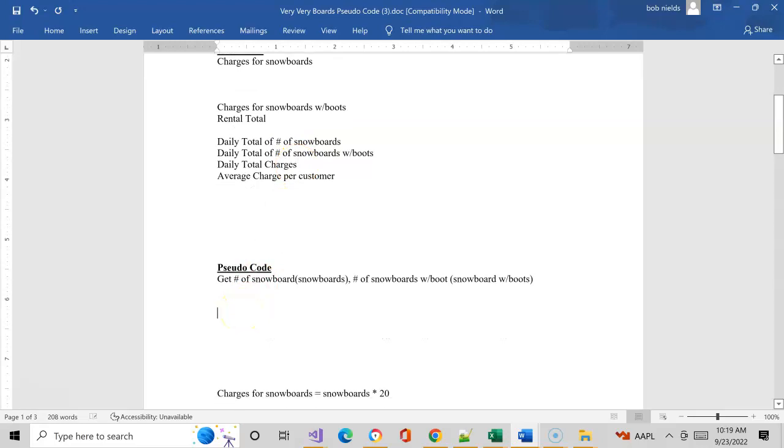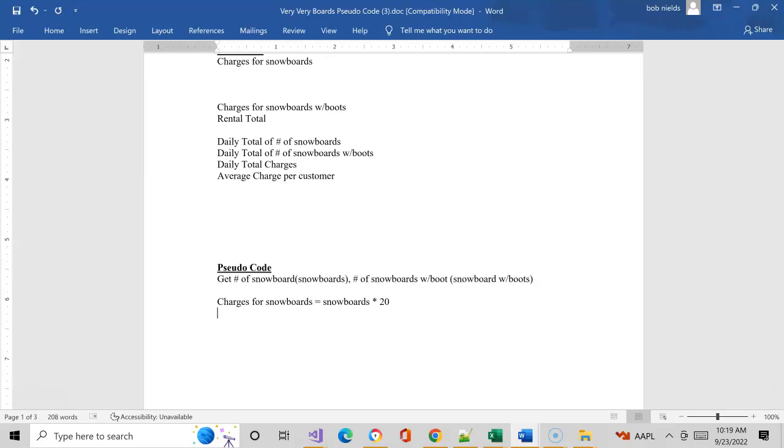I'm going to bring this one up again. So charges for snowboards equals the number of snowboards from my inputs times 20. Is that it? That's all I got to do? In this particular case, the answer is yes.